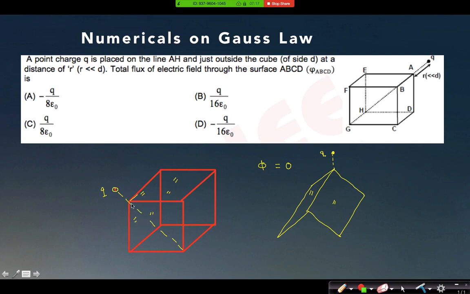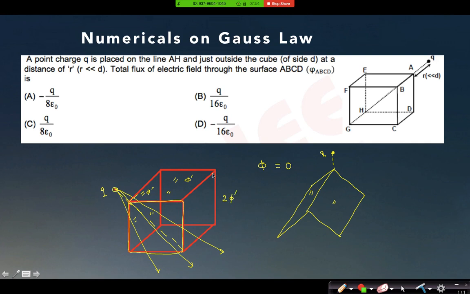Can anyone tell me what is the flux through this front face? Zero. Why? Because you can see that the field lines are parallel to this front face. Good. Now, for all of these three faces, if this flux is phi prime, this flux is also phi prime, and this is 0. So with all these three faces, I can say that the total flux is 2 phi prime.